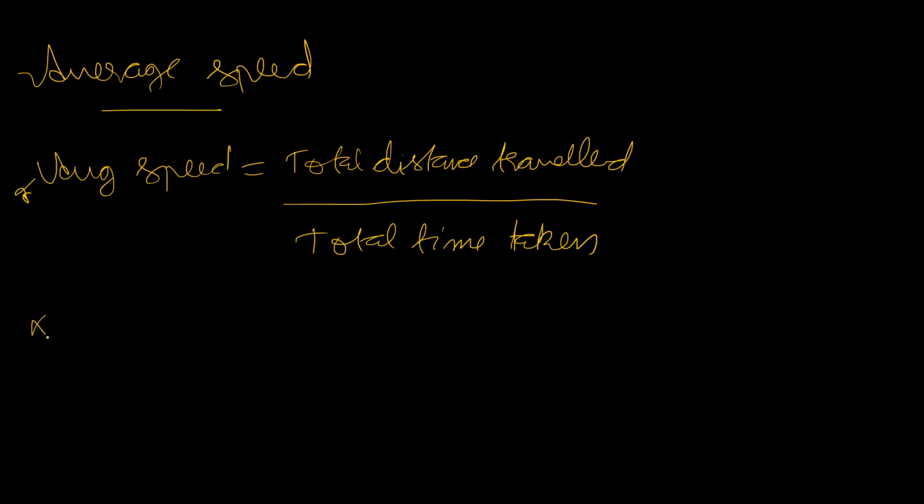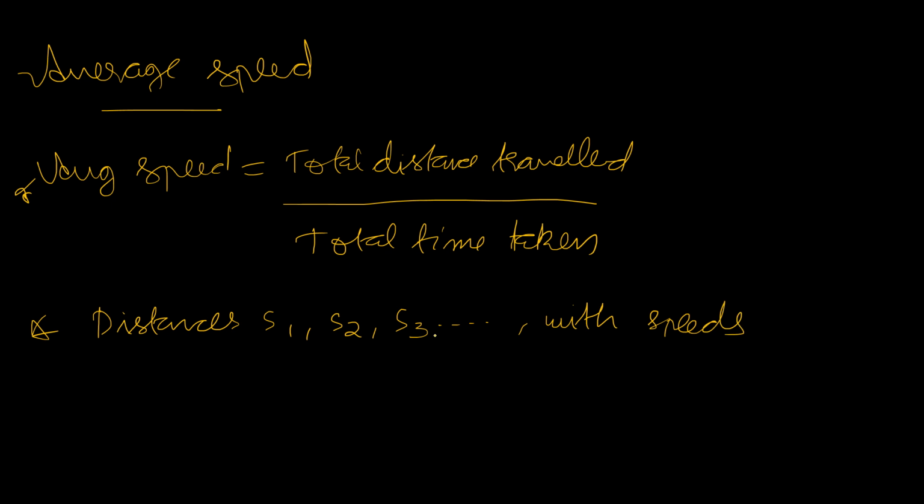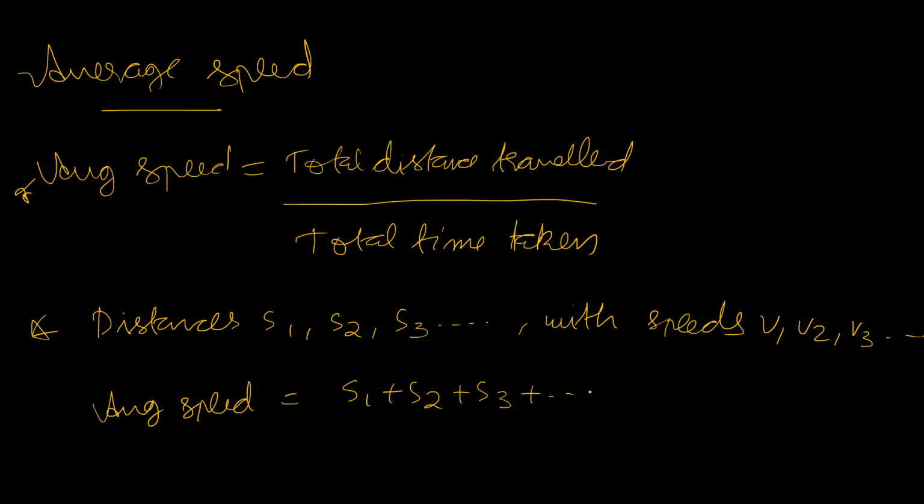Let me write another formula for average speed. If the distances given in the question are s1, s2, s3, etc., with speeds v1, v2, v3, etc., then the average speed is the total distance traveled, which is s1 plus s2 plus s3 plus etc., divided by the total time.